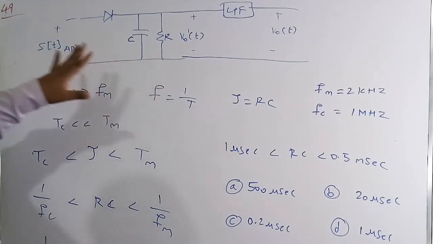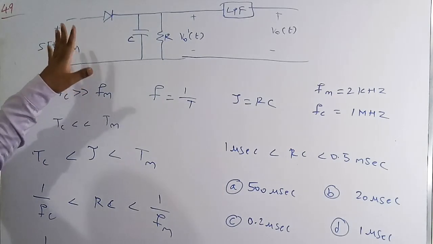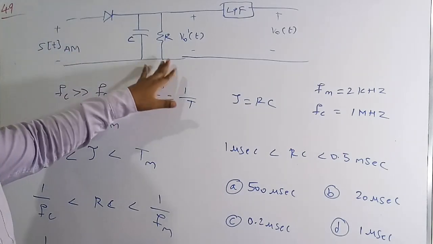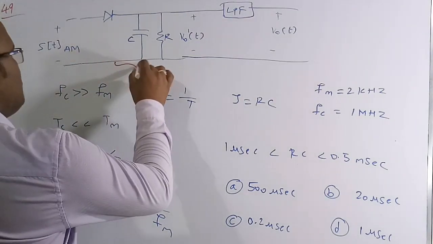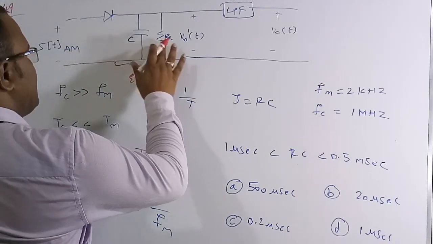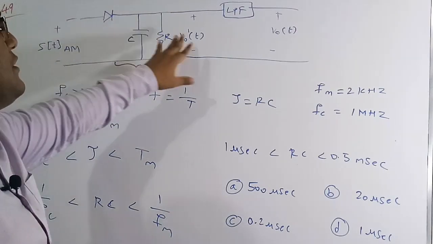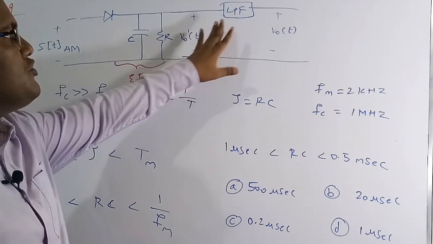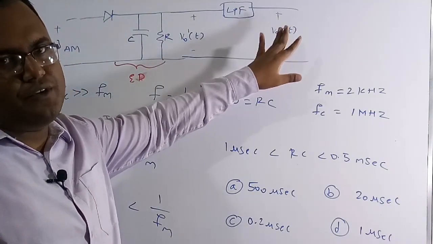So let's solve this numerical. At the receiver end, the signal which we are going to receive is S of t AM, the modulated signal. So at the receiver end we need to keep a demodulation technique. In this technique we are going to use the envelope detector. This is called the envelope detector circuit, a combination of the diode, capacitor and resistor. The output of this envelope detector is V0 dash of t. It is again given to the low pass filter, and then we are going to get the original message signal.